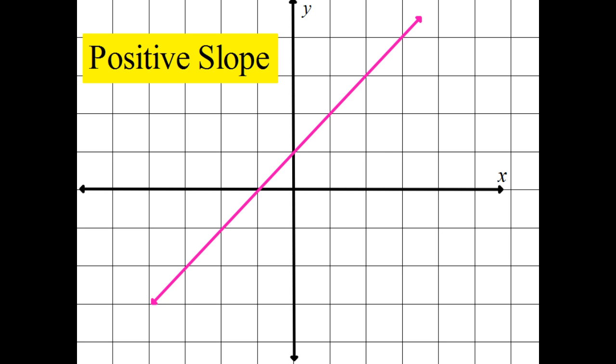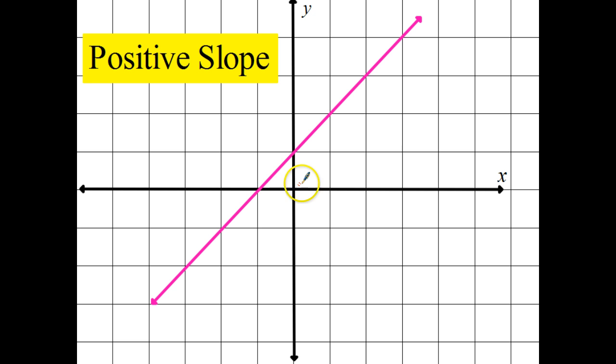This is what we would call a positive slope, okay? The reason why is because as x goes up, if I'm starting here, as x increases, so does y. If I move in a positive direction of x, I go in a positive direction for y. So it's going up.